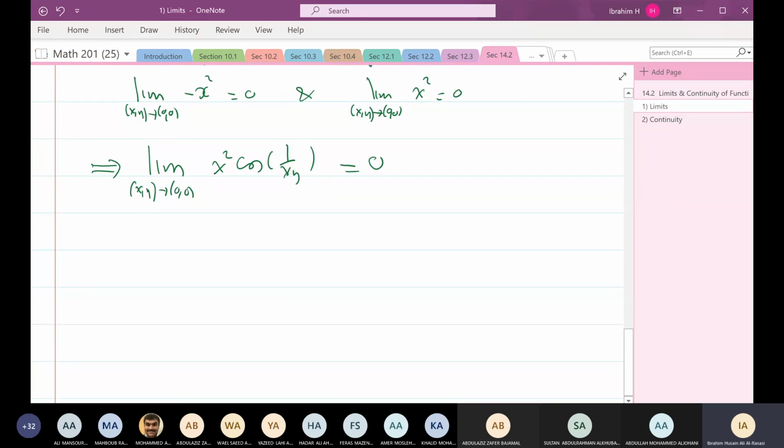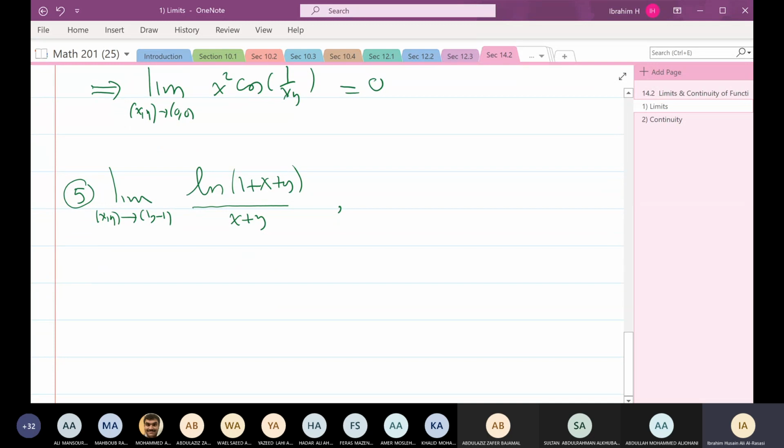Now, a fifth example: limit as (x,y) approaches (1,-1) of ln(1 plus x plus y) over x plus y. Okay. Pay attention to this example because there is something new here. There is something new for this example.